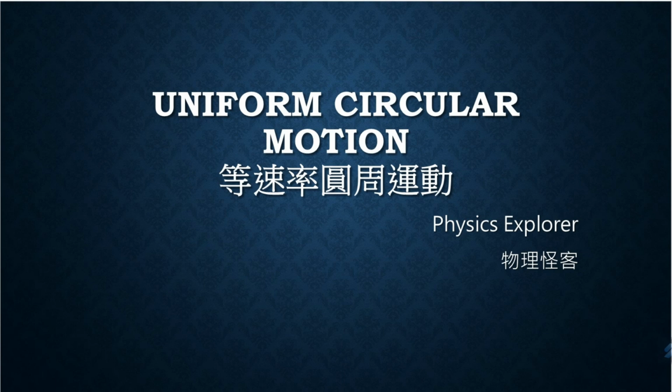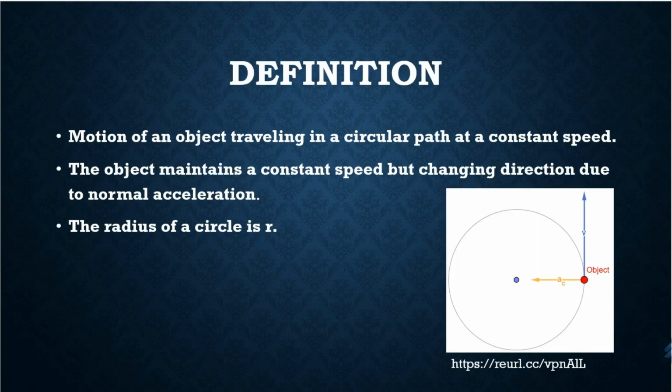Hello everyone, today I'm going to introduce the concept of uniform circular motion. So what is uniform circular motion? We can start by looking at some examples. In this type of motion, the trajectory forms a circular path. It's called uniform because the magnitude of the velocity remains constant, but the direction is continuously changing.